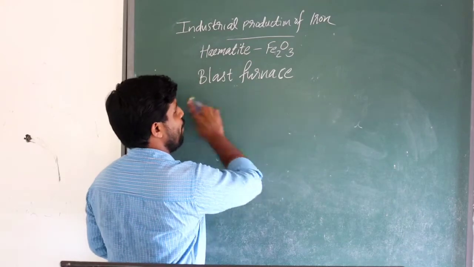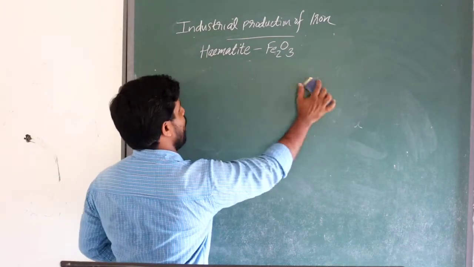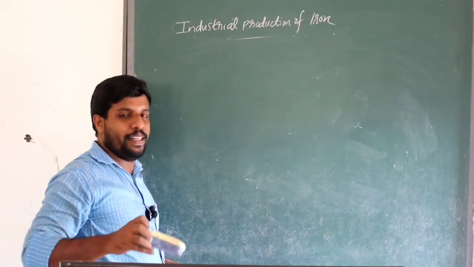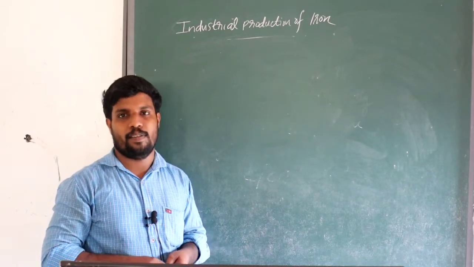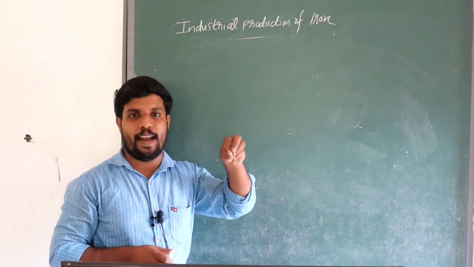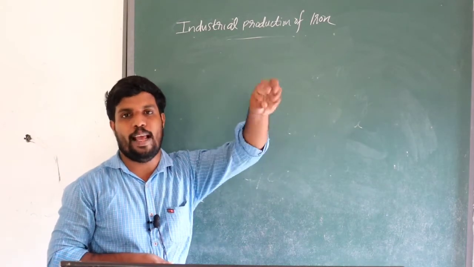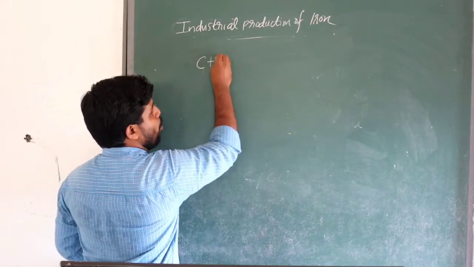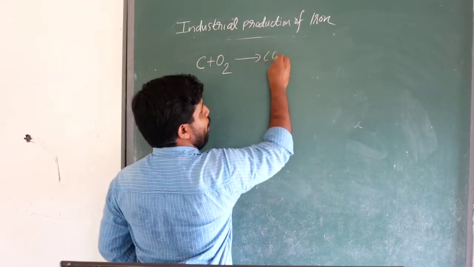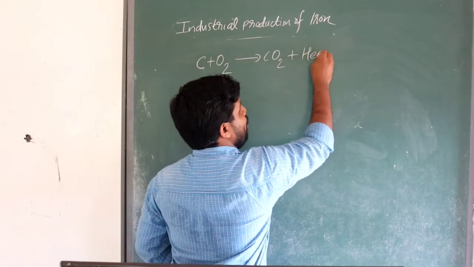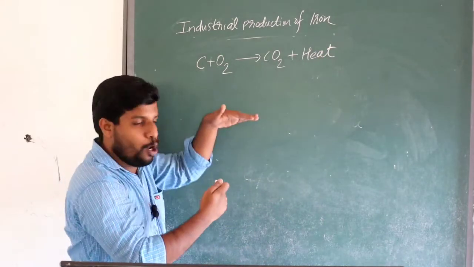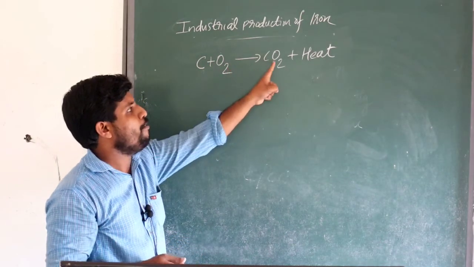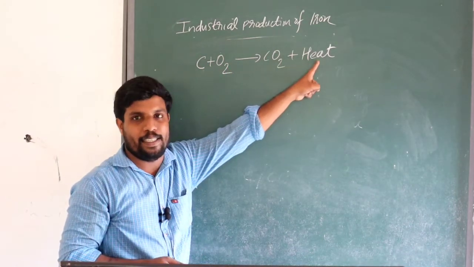Then for the exam they will ask what is the role of carbon and what is the role of calcium carbonate that are added along with the hematite into the blast furnace. First of all, the carbon combines with oxygen and forms carbon dioxide and liberates heat. That happens at the lower portion of the blast furnace.